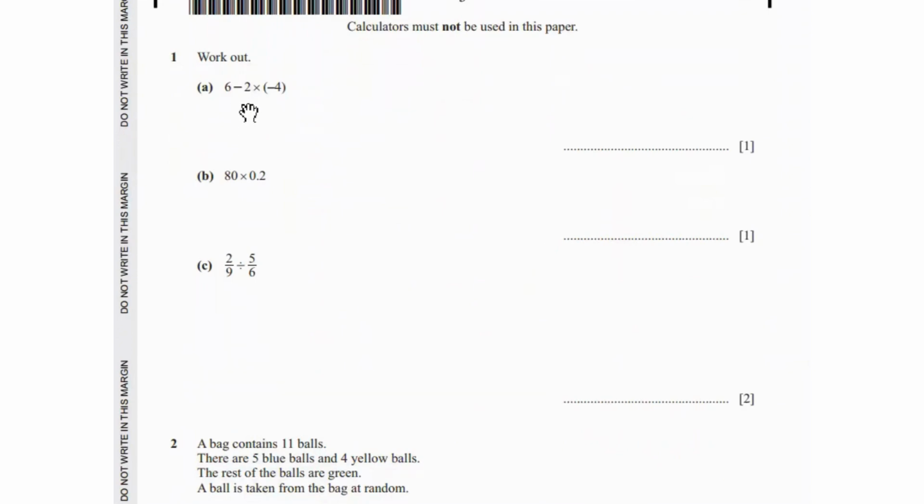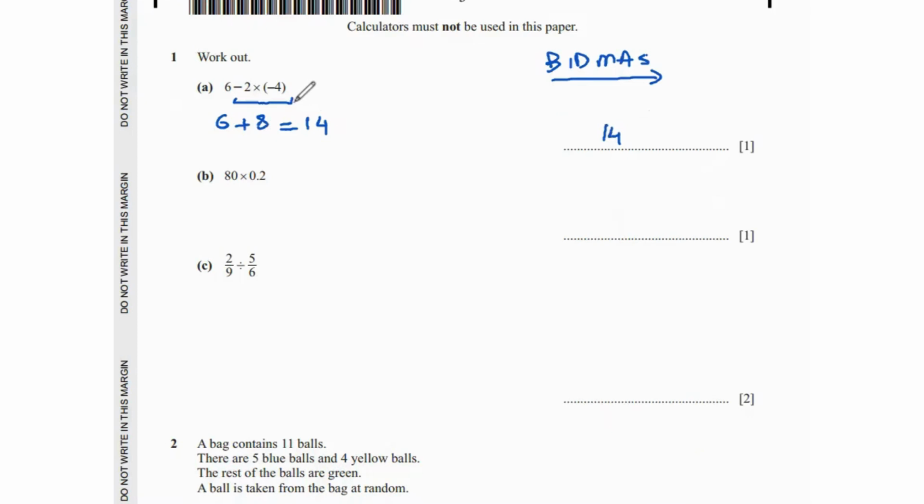It says work out 6 minus 2 times bracket negative 4. So this is basically order of operations. We follow the rules of BODMAS and we go in this order. So we start with brackets, then we do the indices, then division, then multiplication, addition, and subtraction. Since multiplication is before subtraction, we will first multiply negative 2 with negative 4. So that's going to be 6 plus 8. And then we add 6 and 8, which is going to give us 14.